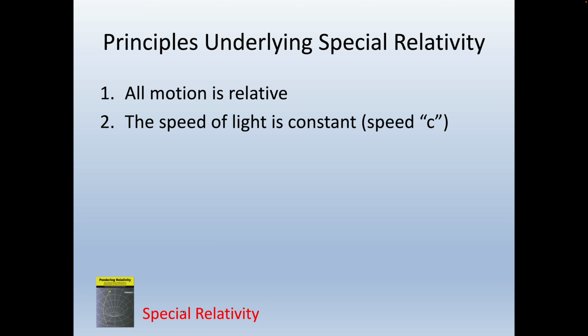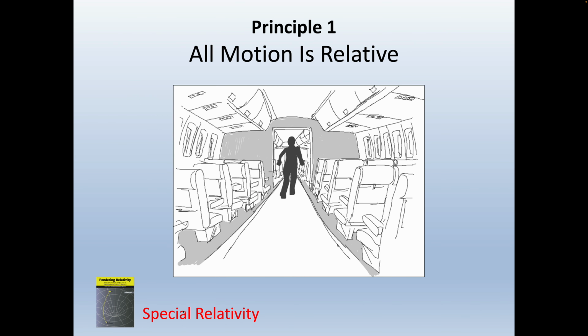Special relativity is the first of Einstein's two theories of relativity. It is based on two very basic principles. One, all motion is relative, and two, the speed of light is constant, or what scientists call speed c, or 186,000 miles per second. The first principle, all motion is relative, is really quite obvious.